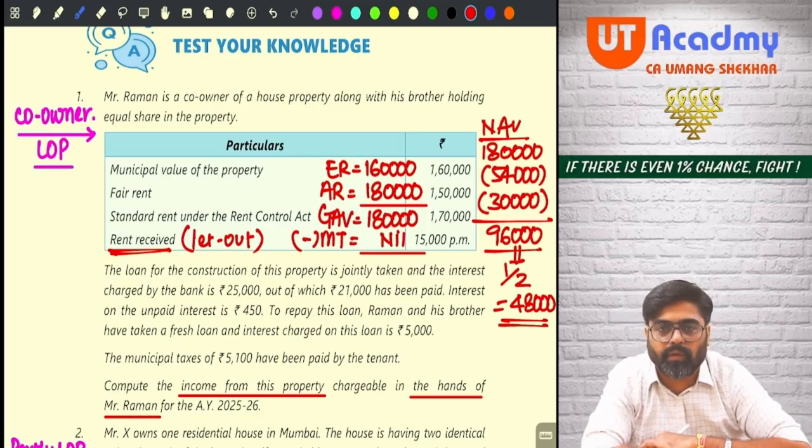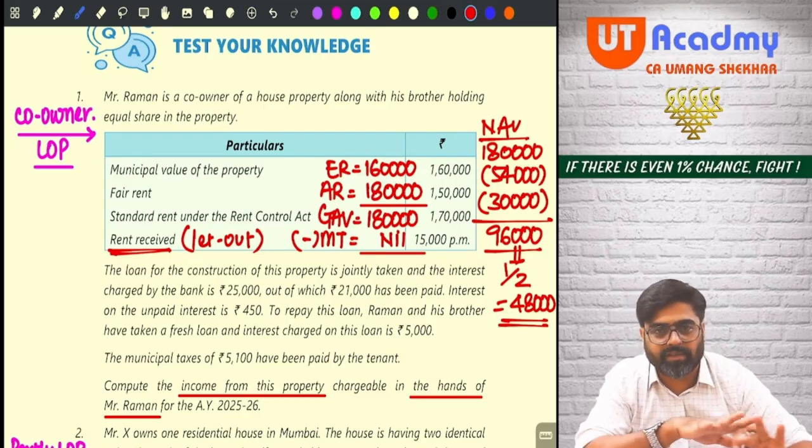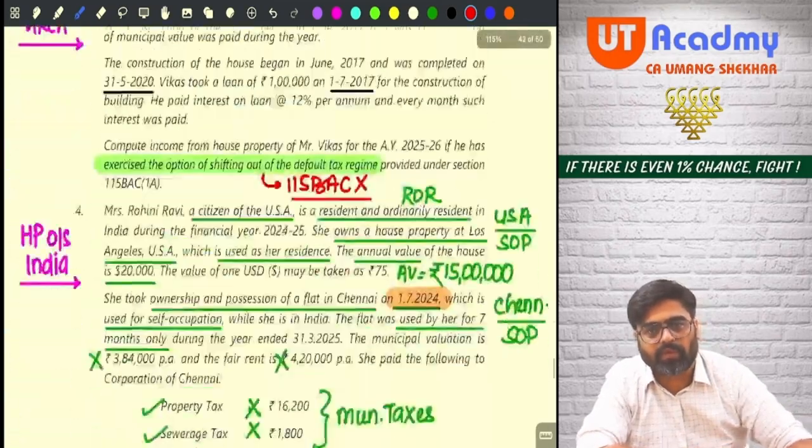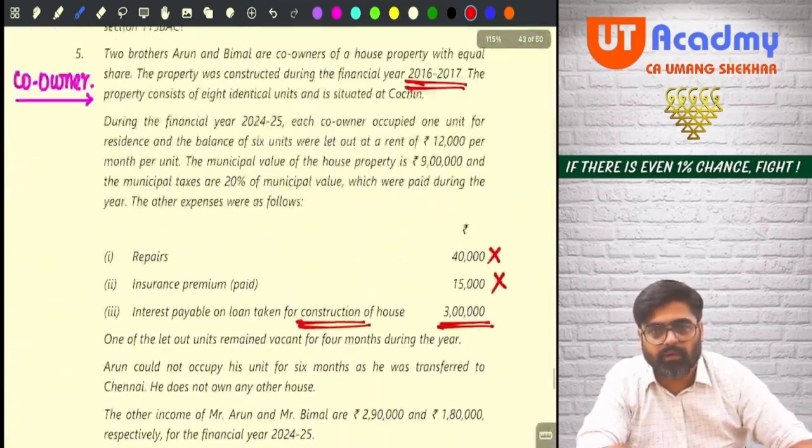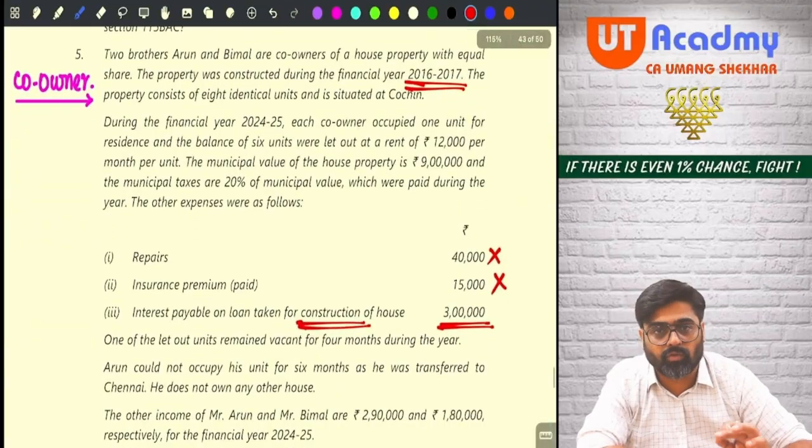Sure? Now let's come to the last and final question of this chapter. Then all the questions are solved. Okay? Come, last question. This is question number 5. And mark this question important. Very important. Good question.